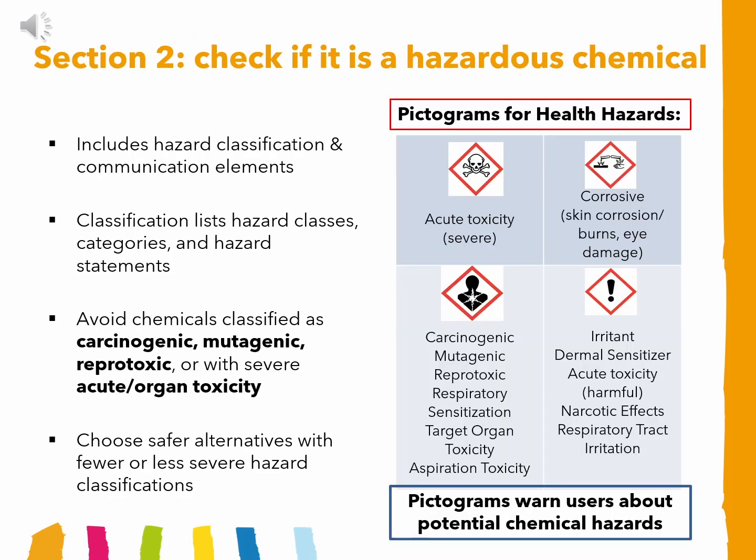Section 2 tells you whether the chemical is hazardous and how it is classified. You'll find hazard classes, categories, and hazard statements, often shown together with pictograms. When selecting construction chemicals, avoid products classified as carcinogenic, mutagenic, reprotoxic, or those with severe acute or organ toxicity. Choose safer alternatives with fewer or less severe hazard classifications whenever possible.